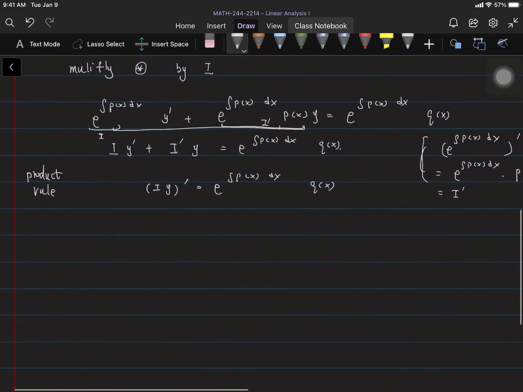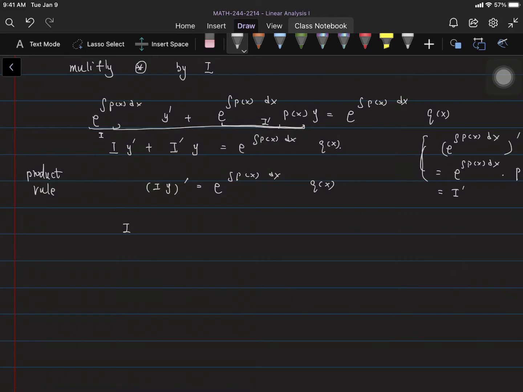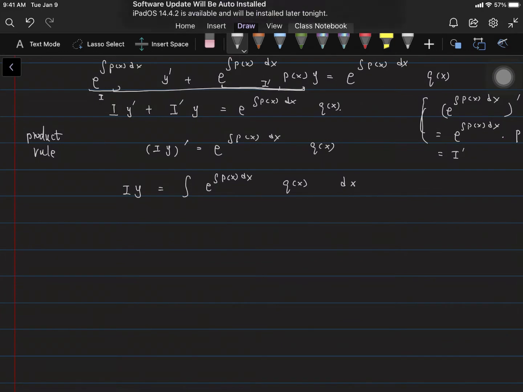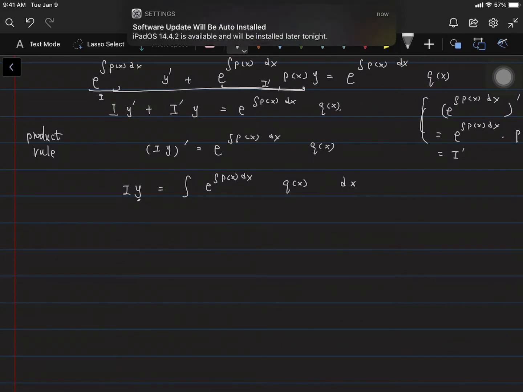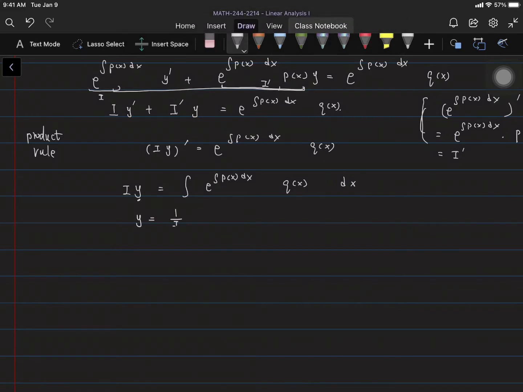And then we integrate both sides of the equation. So we get I times y equals the integral of each side, right? The integral of I times q(x), with respect to x, dx. That's why we take the integral of this thing. And then we want to solve for y, so we just need to divide by I. It's 1 over I, right? And then what is 1 over I?